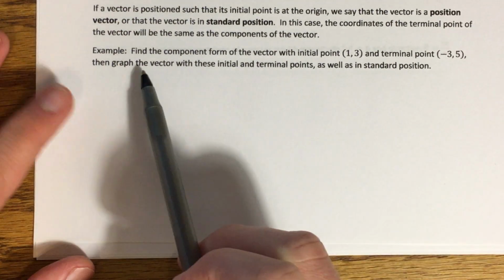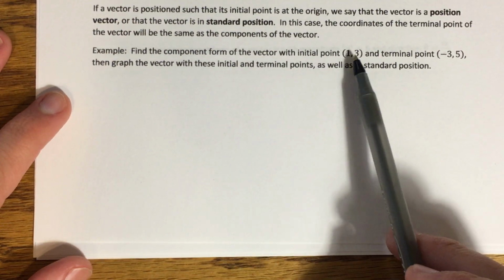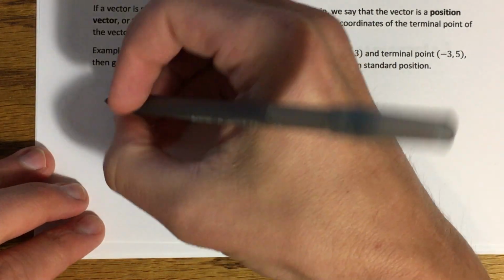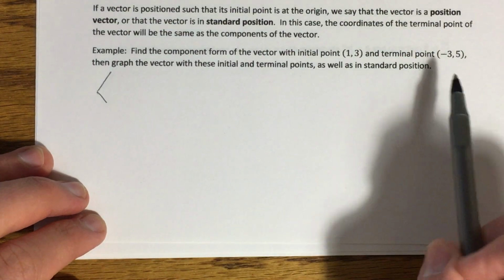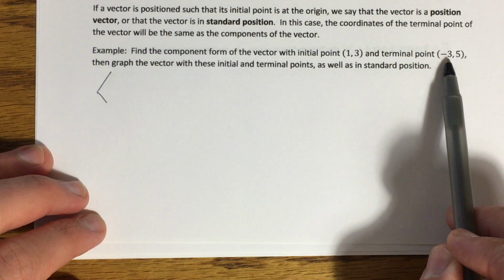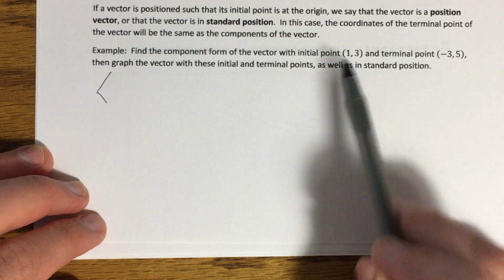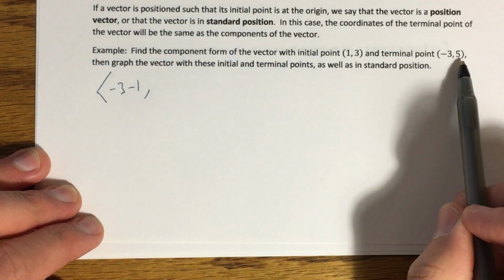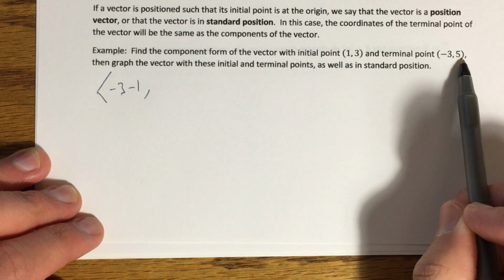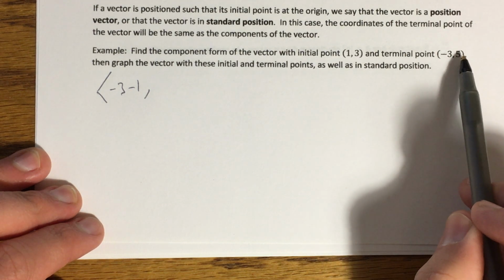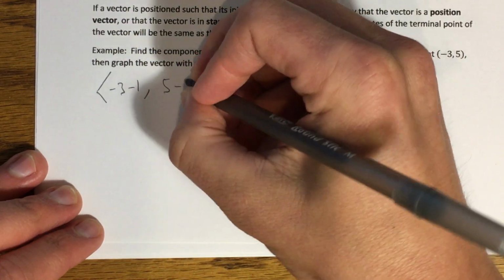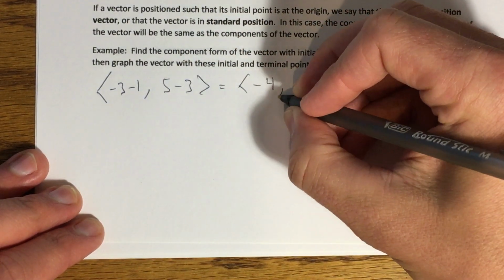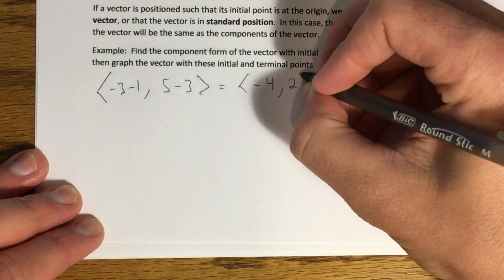Here's our first example. I want to find the component form of a vector with an initial point of 1, 3 and a terminal point of -3, 5. So the component form is going to come from taking the difference between my x coordinates of these points, always terminal minus initial. So that's -3 minus 1. And then again with my vertical or y coordinates, 5 minus 3. Doing the subtraction, I get that the component form of this vector is -4, 2.